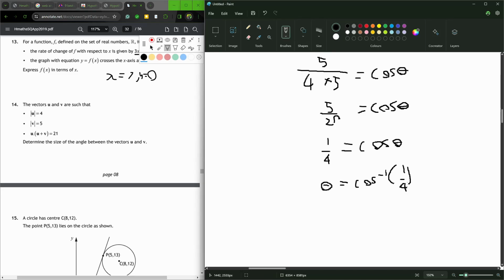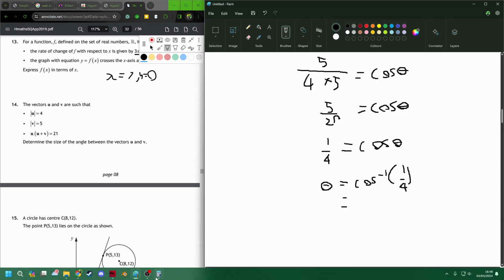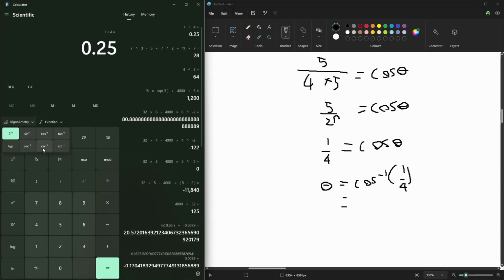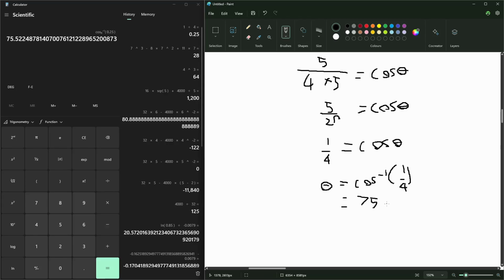There we go. Pull out our old calculator. 1 divided by 4, trigonometry, second function. There we go. 75.52 something or other degrees.